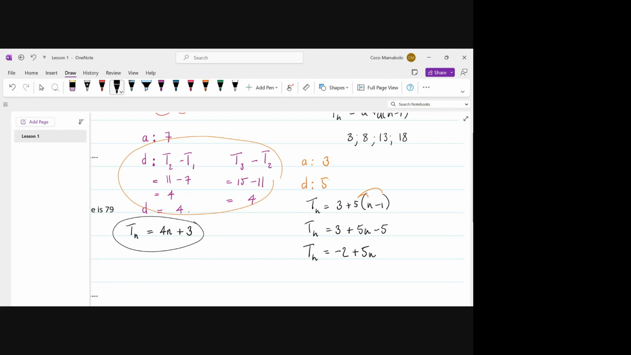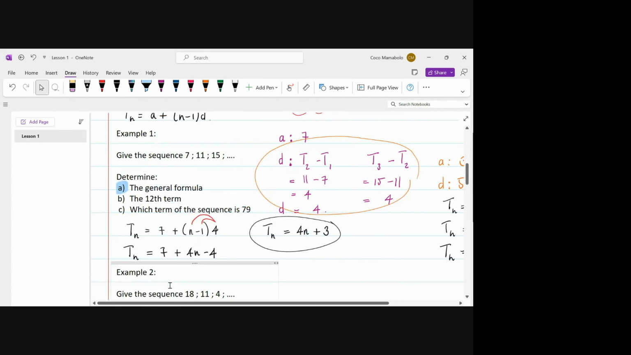Lovely. All right, so let's actually put our general formula to use. Let's not just get a general formula for the sake of getting a general formula. Let's actually use it. So we've answered the first question, which says, determine the general formula. We've said Tn is equal to 4n plus 3.